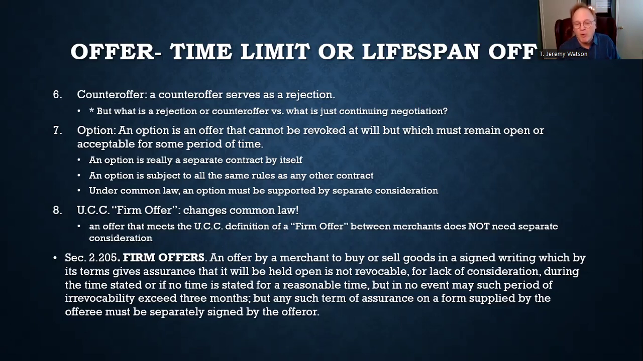Okay. Now, it is important to understand options. When is an option really an option? When is an option really an offer that can't be withdrawn? It's important to understand that in contract law, at least under the common law, an option is really seen as a separate contract all by itself, right? I will sell you my car for $1,000, and I agree to keep this offer open until February 15th, right? That sounds like an option, but is it? And the answer is no.